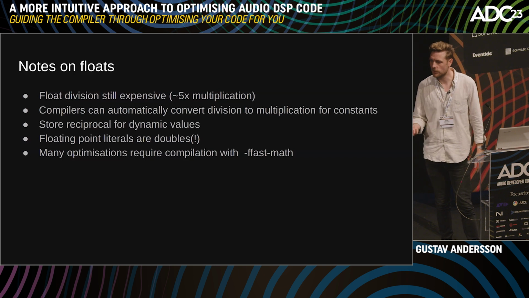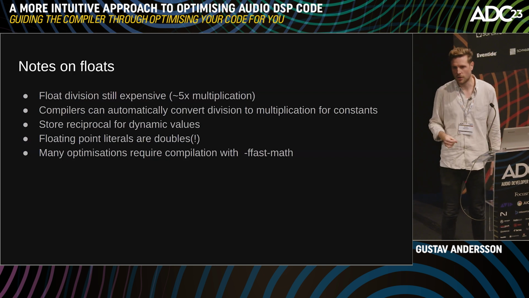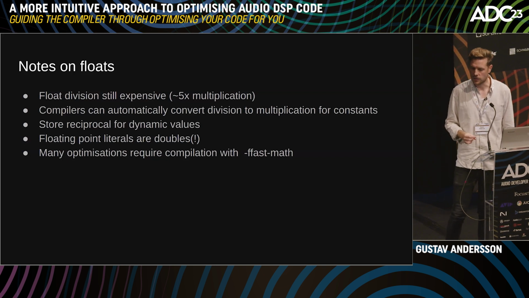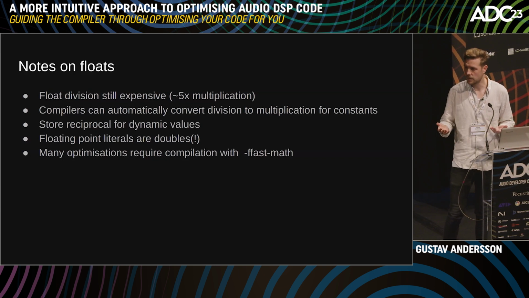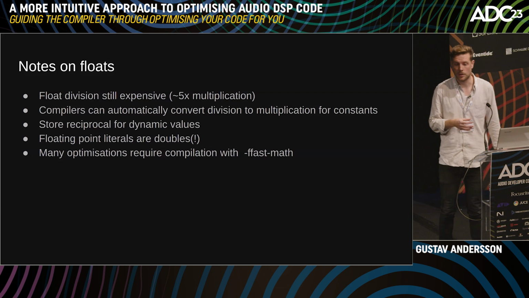Some notes on the kind of traps you can fall into when working with floats. We said you shouldn't count multiplications or divisions, but maybe divisions are worth counting because they're much more expensive than multiplications. And often the compiler can, especially if there are constants, optimize this by basically replacing a division with a multiplication.